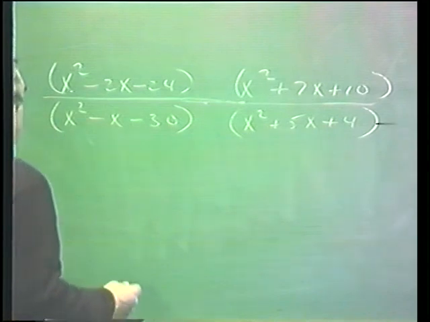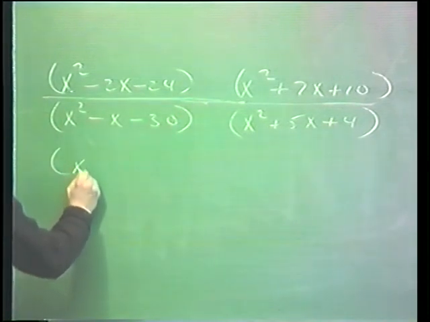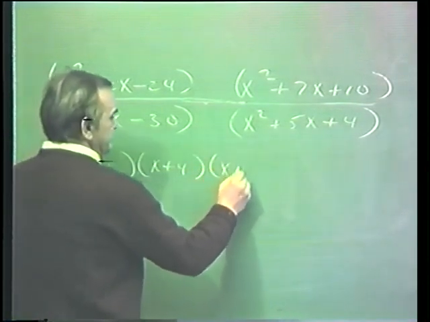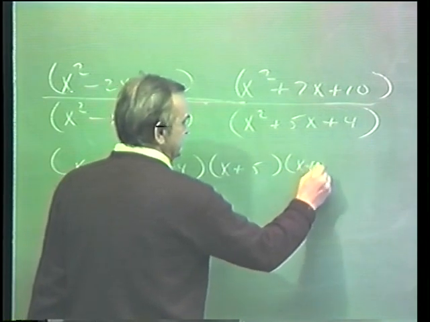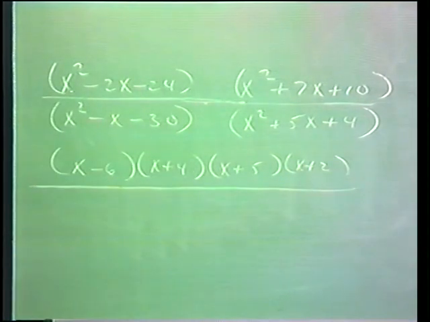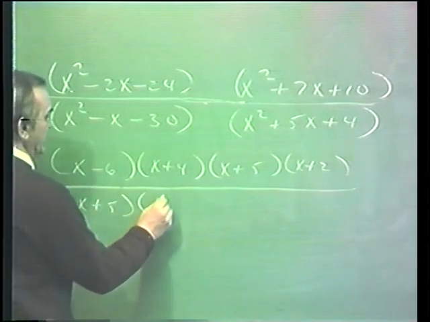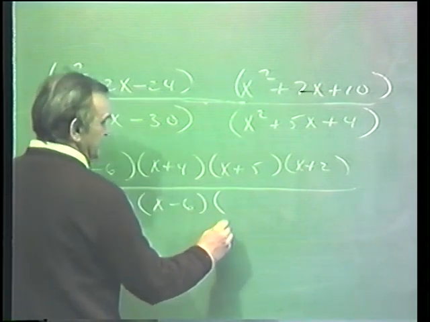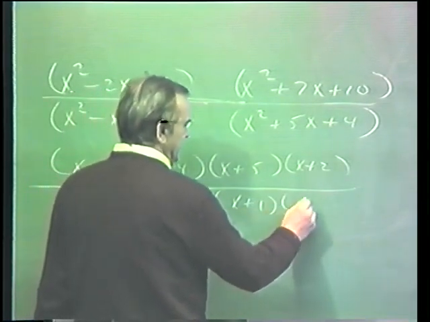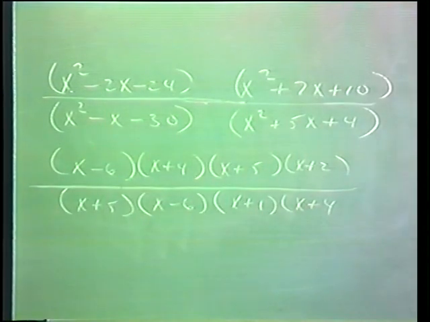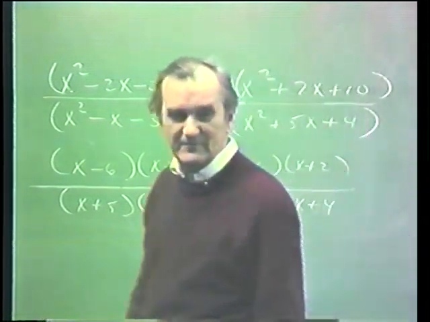So again, we factor. If I factor my numerator going across, I have x minus 6, x plus 4, x plus 5, x plus 2. There's the numerator factored all the way across. If we factor the denominator, we have x plus 5, x minus 6, x plus 1, x plus 4. So both numerator and denominator are in factored form.